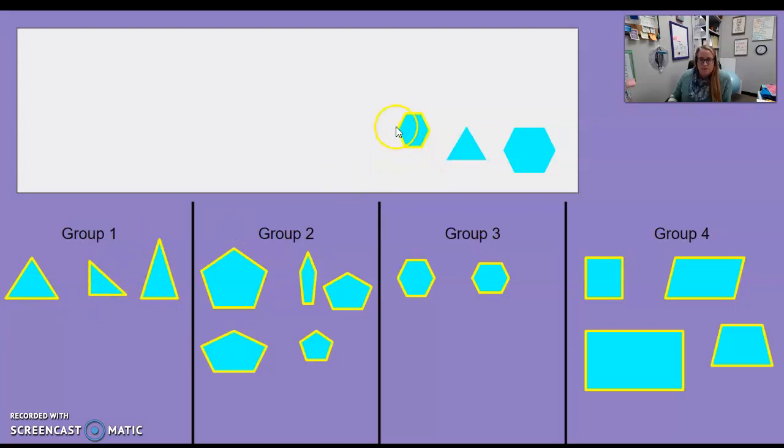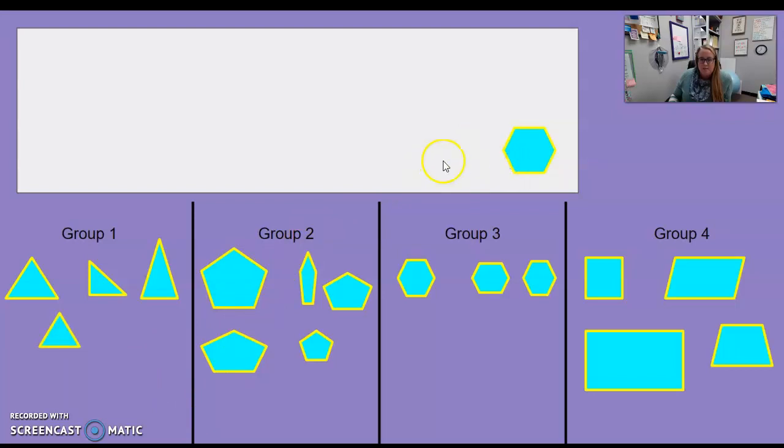All right, let's look at this one. 1, 2, 3, 4, 5, 6. A six-sided figure is called a hexagon. And I'm going to make that X to help me remember. Hexagon. And a hexagon is going to go into group 3. Because I'm going to put it with all the other hexagons. 2 more. All right, let's look at this one. 1, 2, 3. A three-sided figure is a triangle. And it's going to go into group number 1.